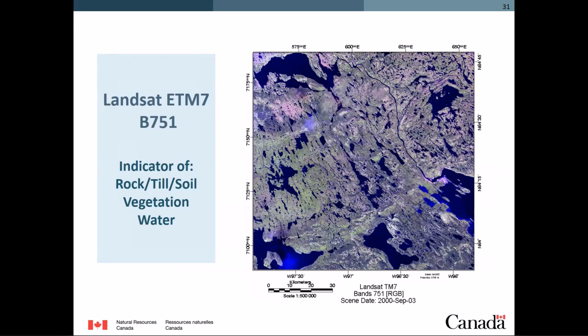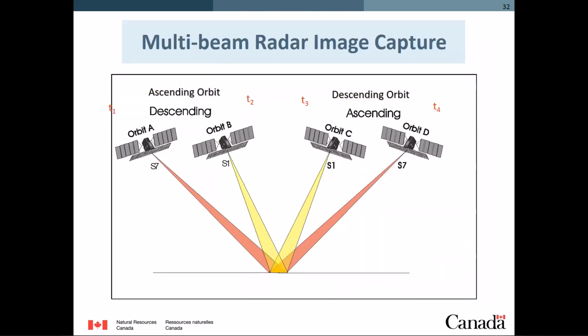And you can see all sorts of stuff. You can start to see vegetation is green, boulder fields, if you like, outcrop, obviously water, and you can see sediment-laden water here too. So there's a lot you can see in this image. It's quite striking. So Eric came up with this idea of multi-beam radar capture. How many people have heard of RadarSat? Anybody ever used any RadarSat data?